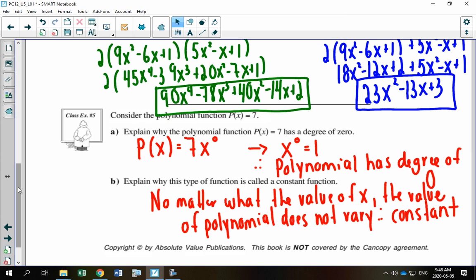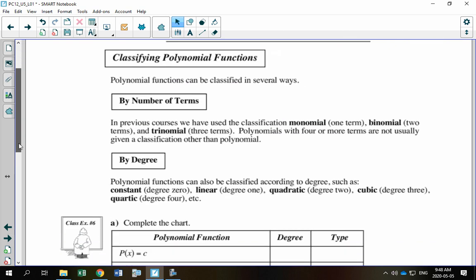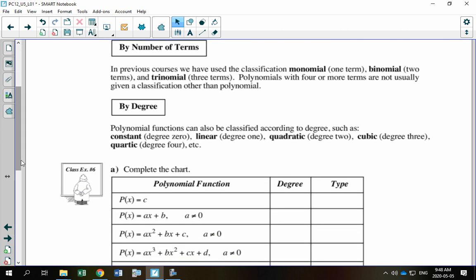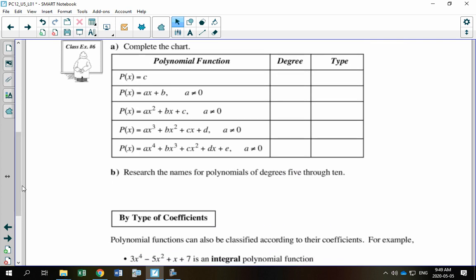Okay, let's do some quick classifying here of polynomials. So we can classify them based on the number of terms. So monomial, 1 term, binomial, 2, trinomial, 3. 4 or more are just called a polynomial. And then our degree, so we have a constant with a degree 0, linear degree 1, quadratic degree 2, cubic degree 3, quartic 4, etc.